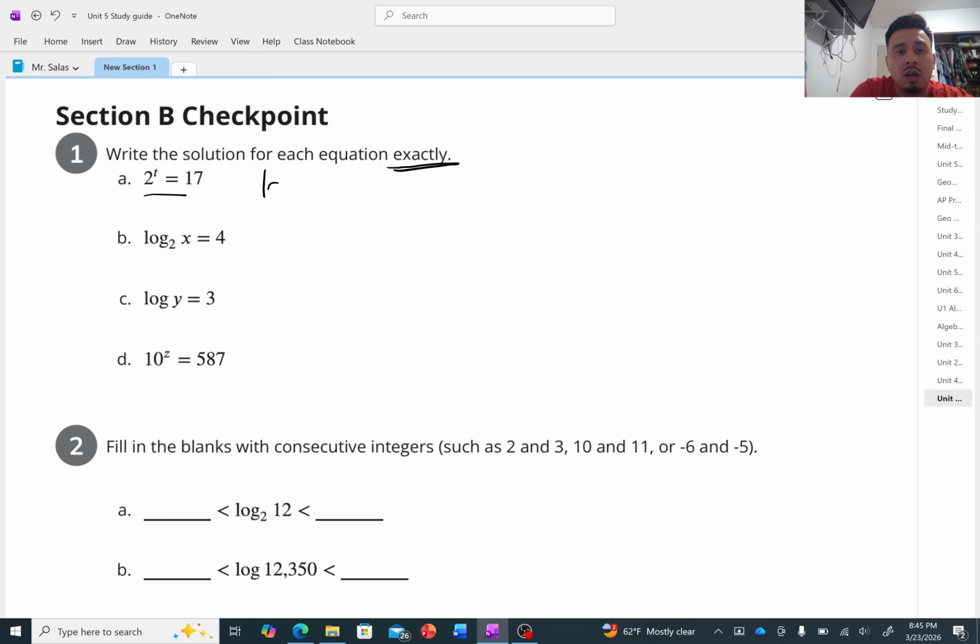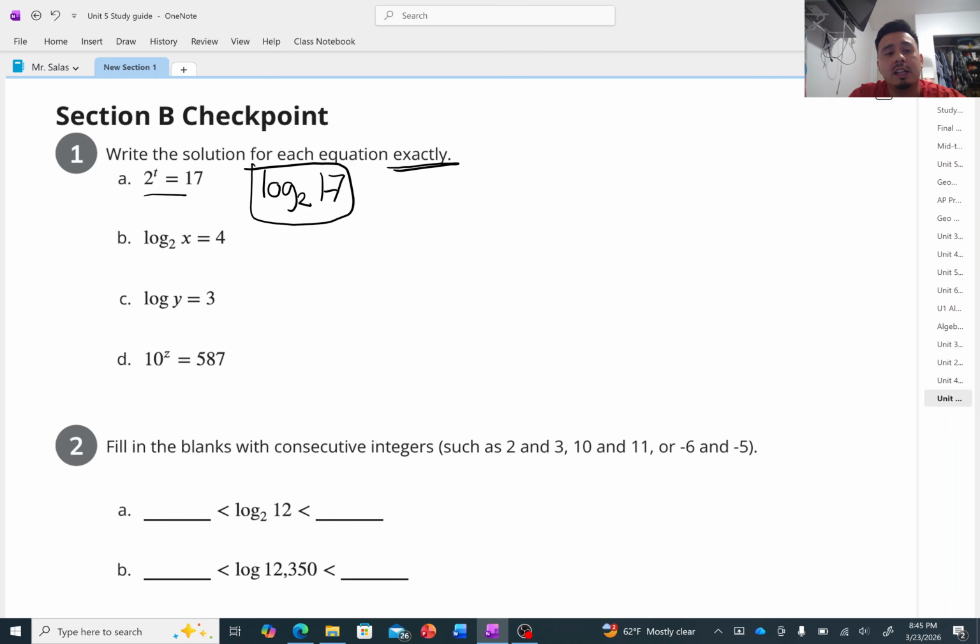So it's going to be log base 2 of 17. I'm going to type that into the calculator and I'll get a decimal. In this case, it's going to be 4.087. That's not an exact answer because I cut it off. So my final answer would just be log base 2 of 17. That's what happens when I want an exact answer, okay?